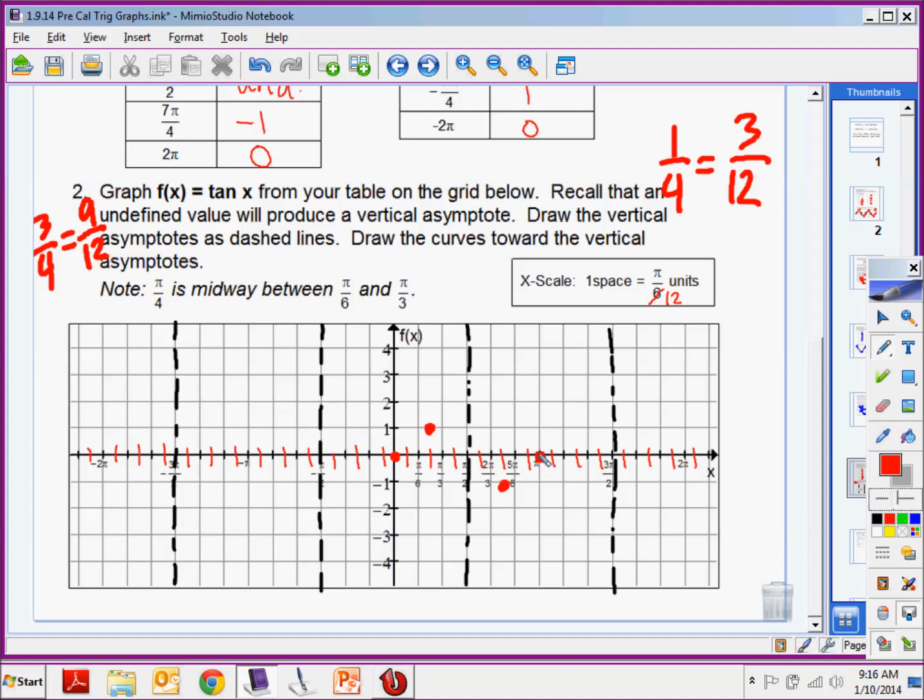Okay, what's my next one? 5 pi over 4. What's 5 pi over 4? It'll be 15. So to go from 5 over 4 to 12, I will multiply the denominator by 3. So what I do to the denominator, I have to do to the numerator. So how many tick marks am I going? 15. 1, 2, 3, 4, 5, 6, 7, 8, 9, 10, 11, 12, 13, 14, 15. And I'm going to put a 1.